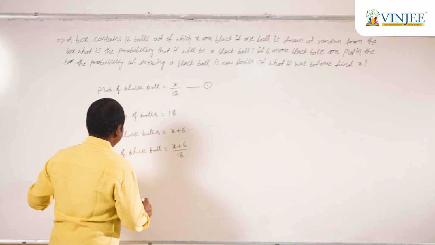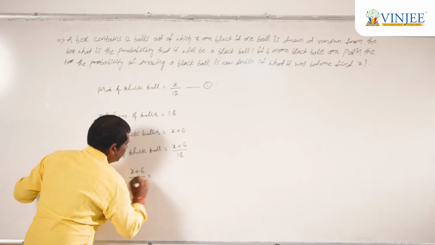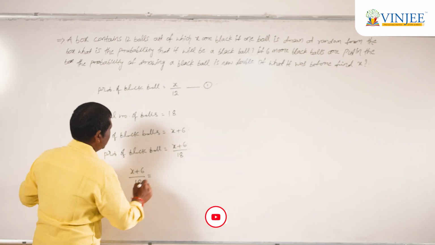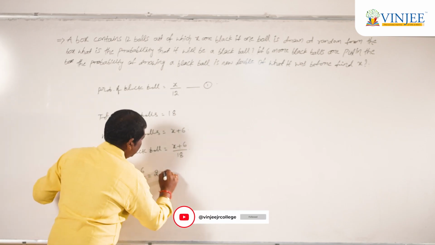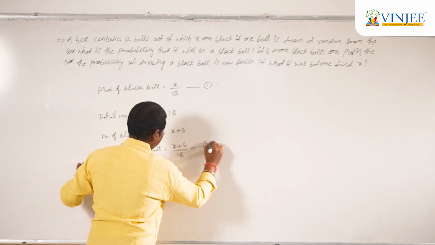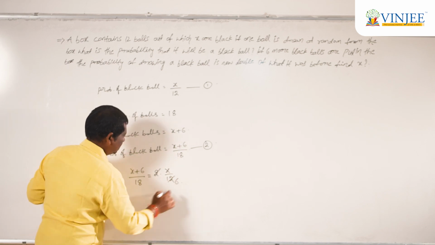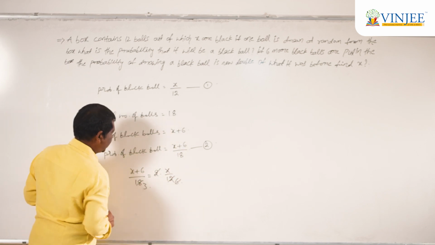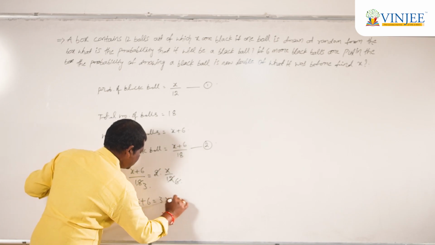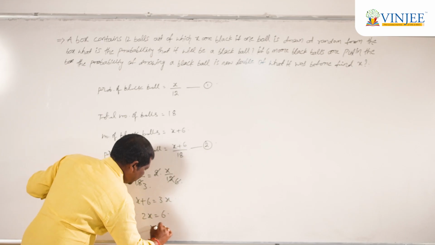Therefore X plus 6 by 18 should be equal to double that of before. That means 2 times X by 12. If I do the calculation, X by 3. Therefore X plus 6 will be equal to 3X. Now 2X will be equal to 6. X will be equal to 3.